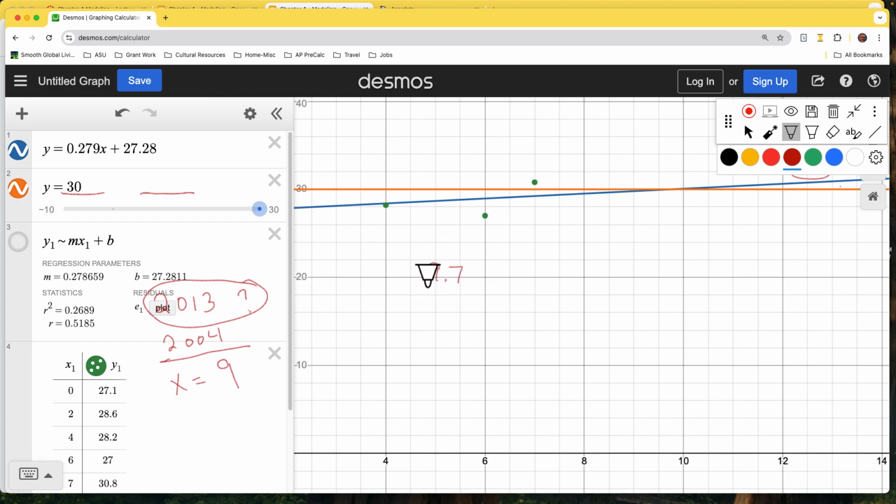And again, to get it back, usually they want you to round it to the nearest year, so we'd round that up to 10. How do we figure out what year that is? Well, we started with the year 2004. We add 10 to it. That would be the year 2014.